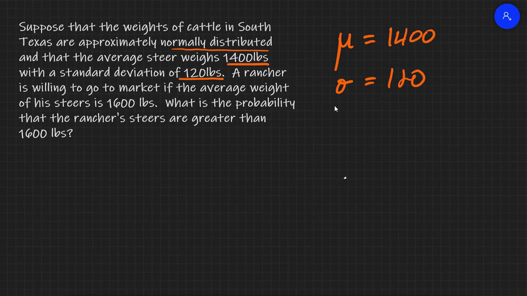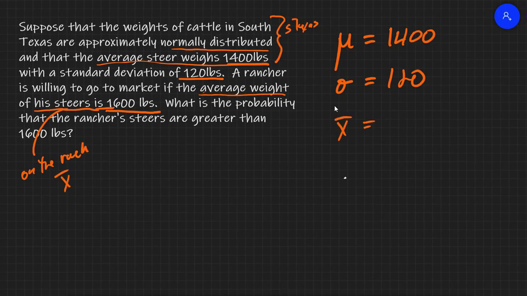A rancher is willing to go to market if the average weight of his steers is 1,600 pounds. Sounds a little out of whack. So here I see the words average weight, but I know that the average steer weighs 1,400. So this is a classic question. Which one's mu and which one's x bar? Well, mu is the population, and here we say all of South Texas, right? So that's our population. And this guy, his steers, so this is like on the ranch. So just his, this is x bar.